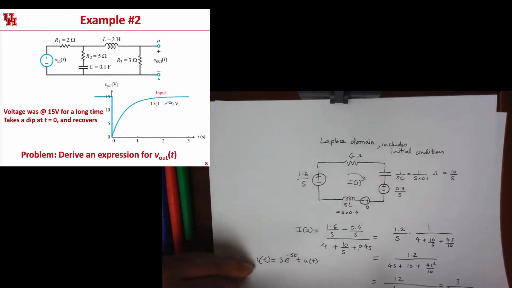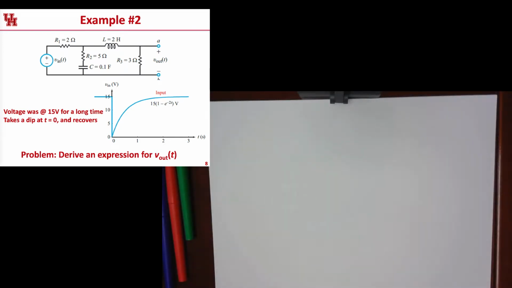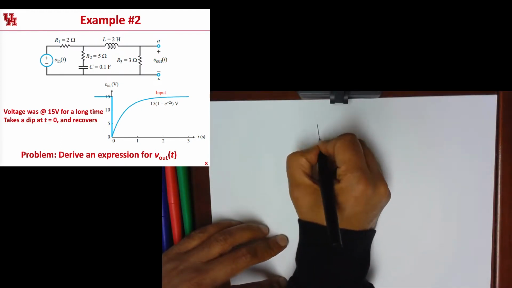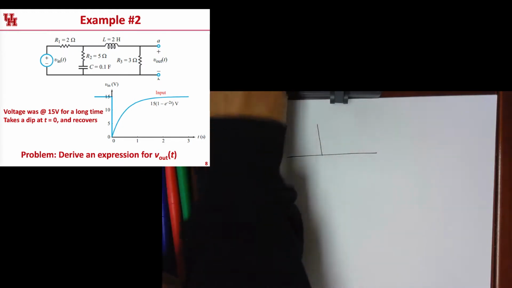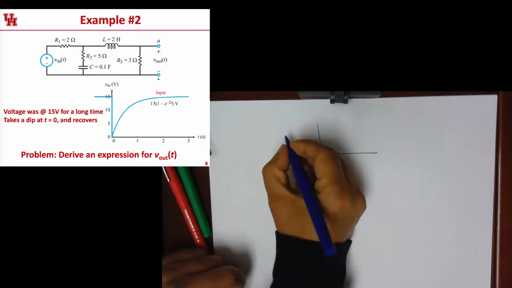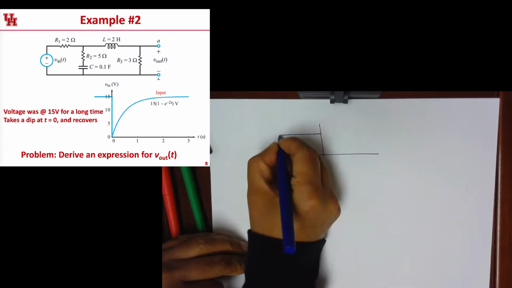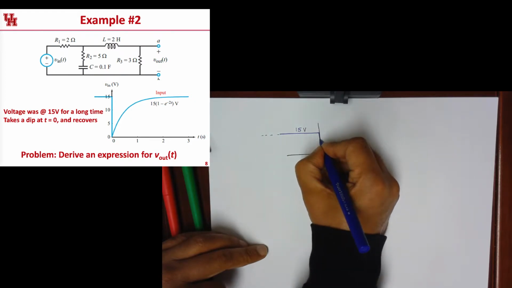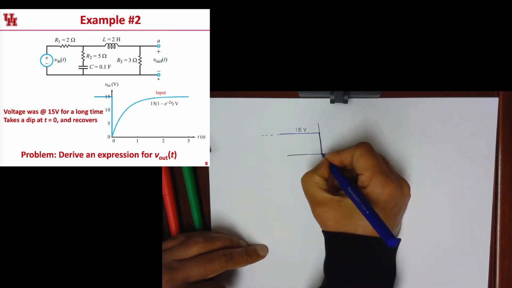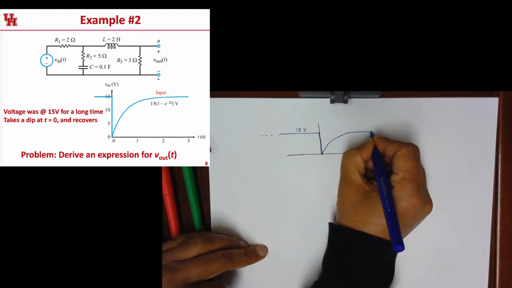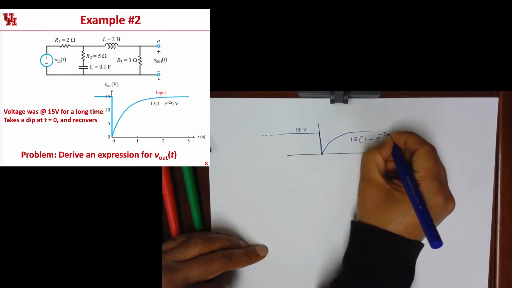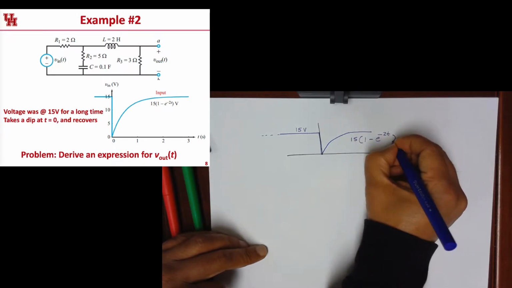So for our next example, we are given the circuit that you see on the top part of the slide, and we are given an input voltage that's kind of interesting, right? It looks like this. This voltage was 15 volts forever, going back into infinity. And then it abruptly takes a dive, and then it comes springing back. The equation that describes that is 15 times (1 minus e to the minus 2t) volts.